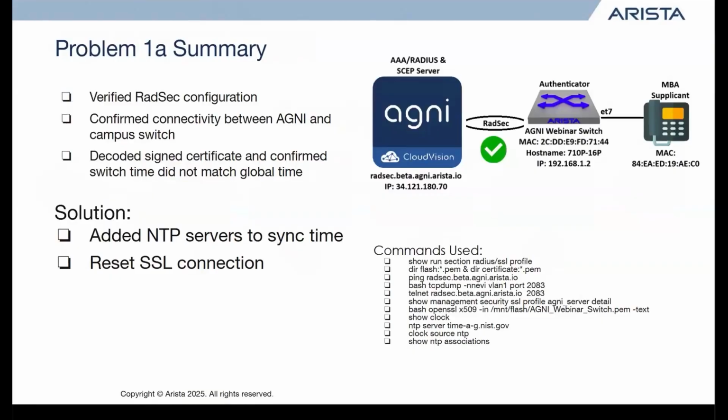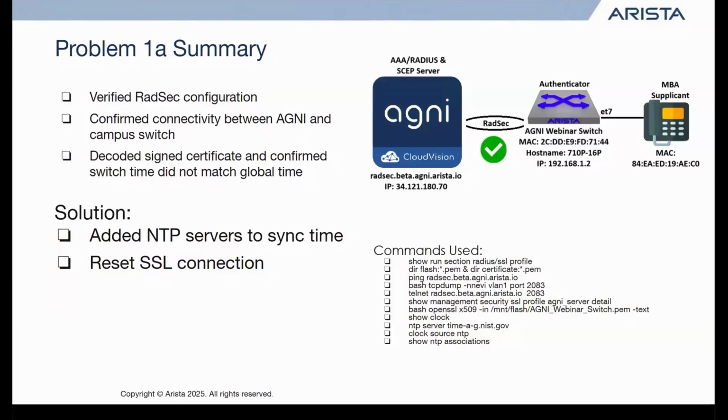Upon initial review, it was confirmed that the RadSec connection between the switch and AGNI was down. RadSec is critical to this deployment as it's responsible for securing the radius communication between the on-prem gear and AGNI. Without it, clients will not be able to authenticate. We started by validating connectivity between the campus switch and AGNI using ping and a telnet connection to port 2083. This confirmed both general connectivity to AGNI and specific connectivity on the RadSec port.